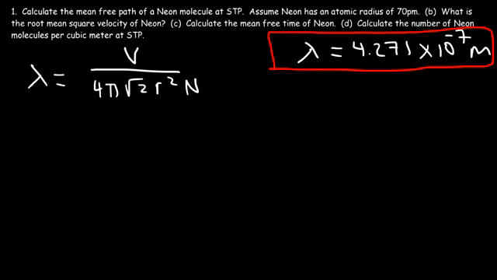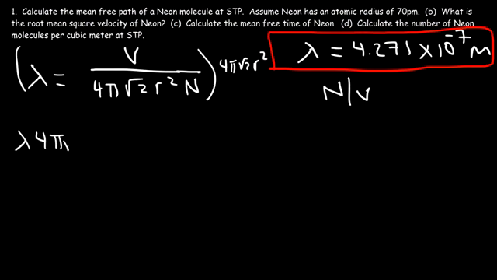So n is the number of gas molecules in a container of volume V. So our goal is to look for the number of neon molecules per cubic meter. So we need to find the value of n over V. So first, what I'm going to do is multiply both sides by 4 pi square root 2 r squared. So on the left side, I'm going to have lambda 4 pi square root 2 r squared. On the right side, these will cancel. So I simply have V over n.